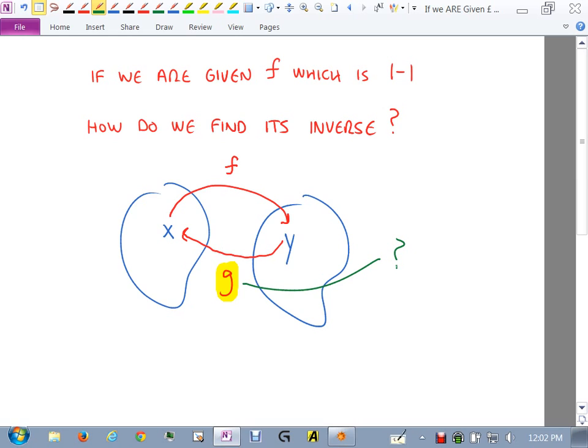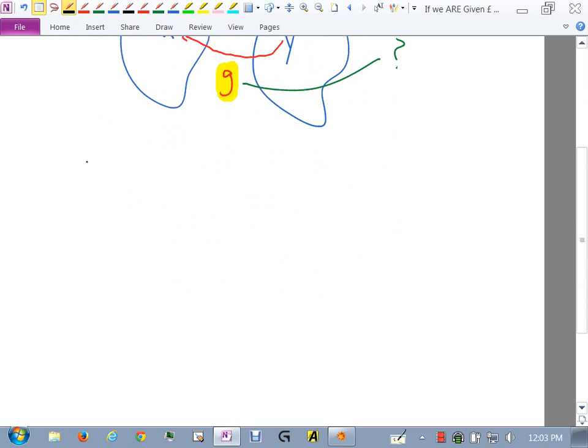F turns x into y. The inverse function that we're trying to find turns y back into x. Now I'm going to give you the steps, and when I get to one of them, I'm going to ask, why are we doing this step? It's related to this picture, all right? So here are the steps.